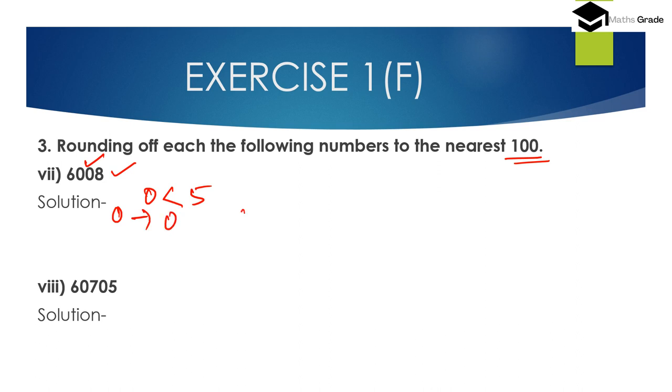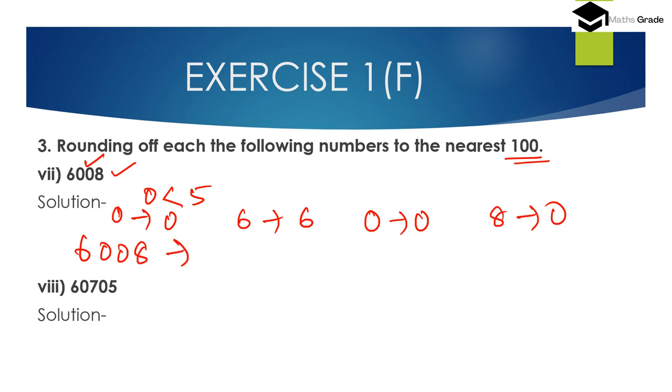And the 1000s place digit 6, just write down 6 only. And this tens place digit 0 changes to 0, and unit place digit 8 changes to 0. Now 6008 rounded up to the nearest 100 will be this 6 and this 0, 0 and this 0, 0 and the unit place digit 8 changes to 0. Now it is 6000. So 6008 rounded up to the nearest 100 is 6000.